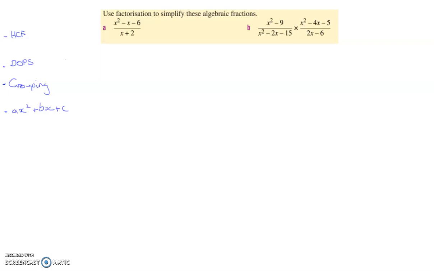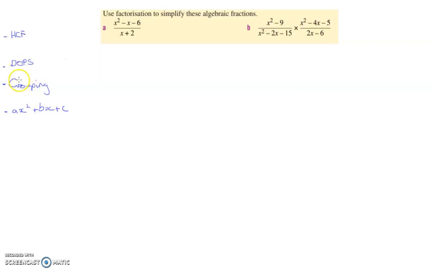Good morning, everyone. In this video, we'll be simplifying fractions by factorising. Before I start with these two examples, I thought I'd reflect on some of the strategies and tools you have in your factorising toolkit at the moment. We know how to factorise by taking out a highest common factor. We know how to factorise by finding the difference of perfect squares.